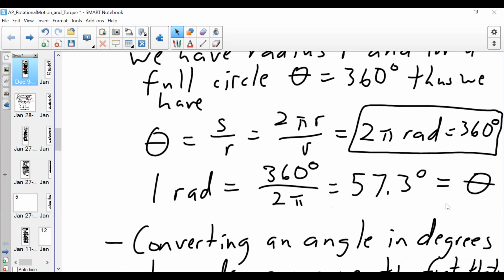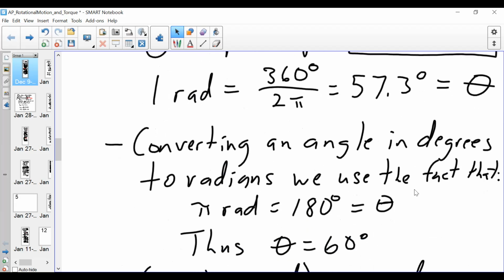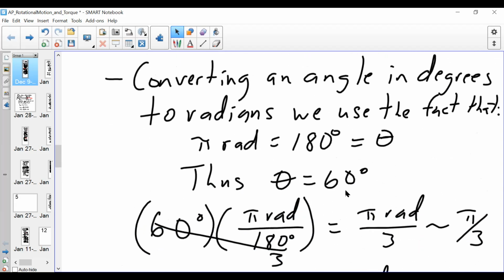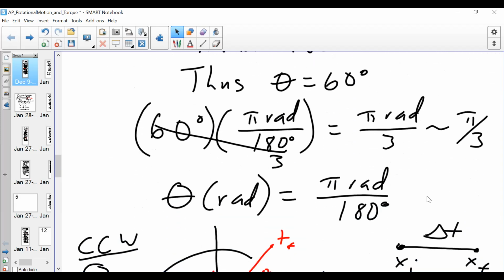We know already from geometry or trig that we can convert an angle in degrees to radians by using this conversion factor. If 2 pi radians is 360 degrees, half of that, pi radians, is 180 degrees. Thus, if we have an angle of 60 degrees, we can convert that to radians using the conversion factor, pi radians over 180, and we get pi over 3 radians. Okay?